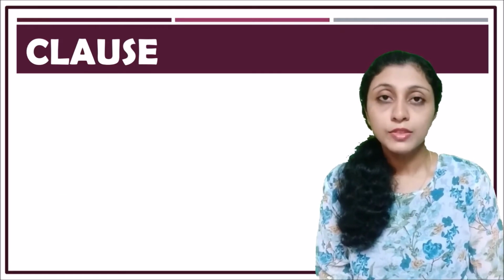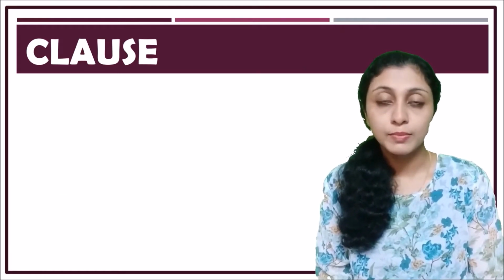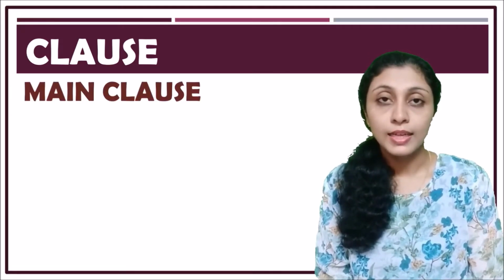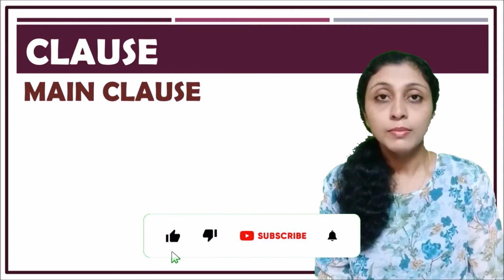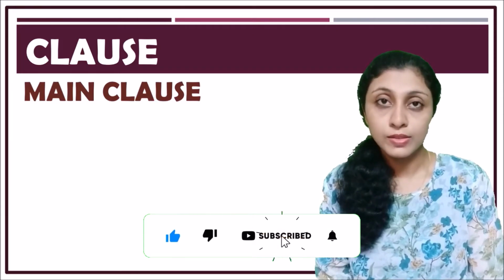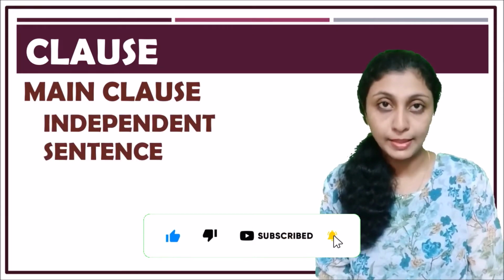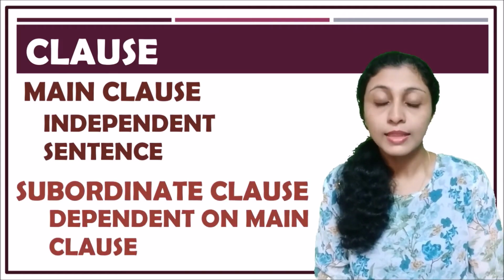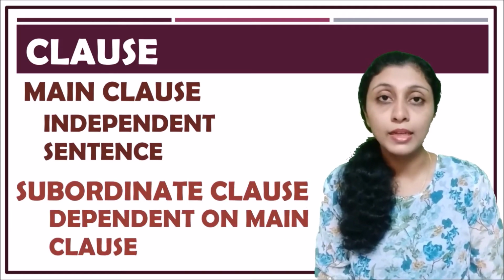Now there are two different kinds of clauses that happen in a sentence. The first is the main clause and the subordinate clause. The main clause is the clause that can stand independently, whereas the subordinate clause refers to the clause that is dependent on the main clause.